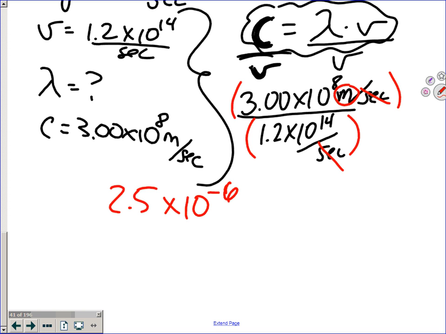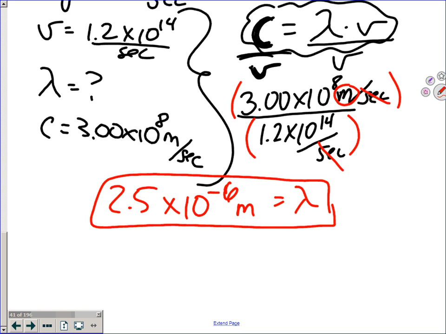And what unit is this, guys? Meters. This is wavelength. So I made you solve it for the opposite variable. This is the answer.